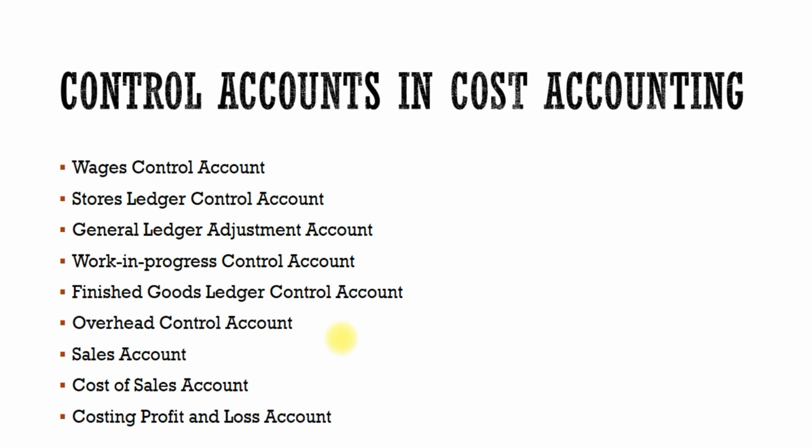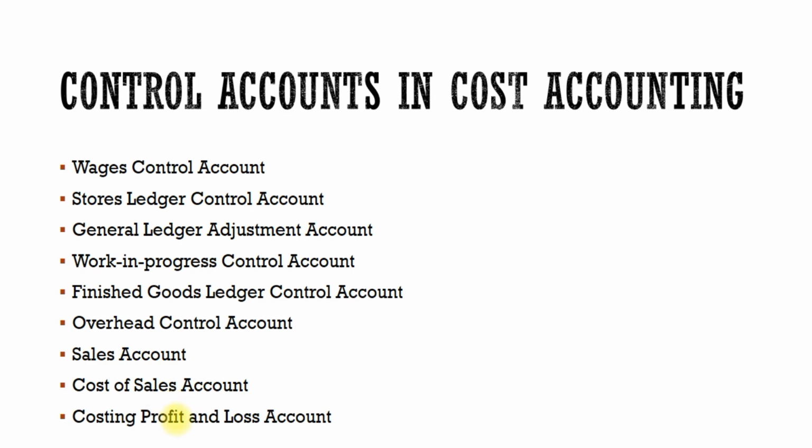The next one is cost of sales account. This account is closed by transfer to sales account and is usually debited with cost of goods sold and credited with selling and distribution overhead recovered.